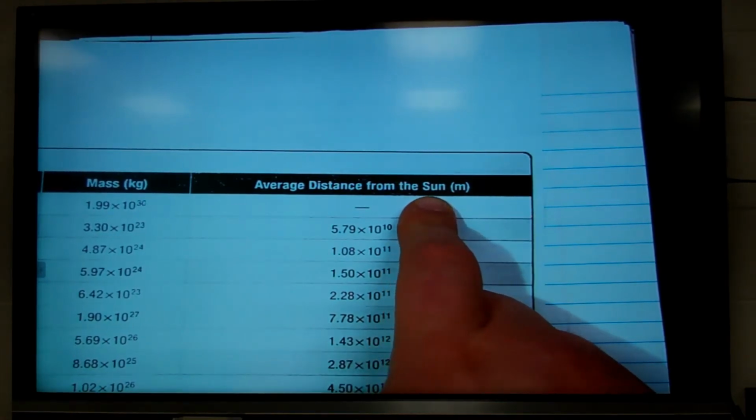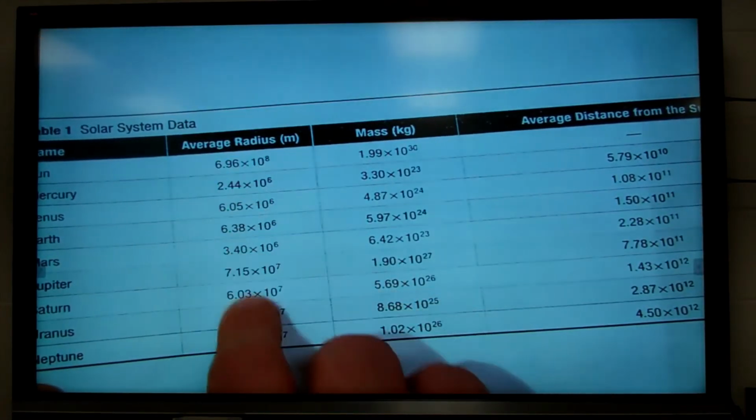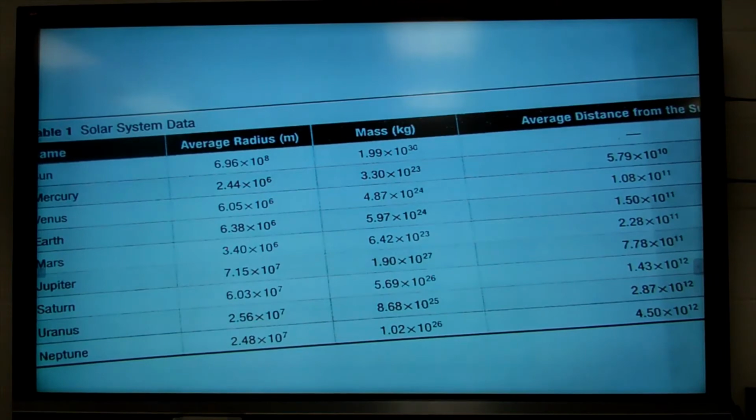Because that's the radius of the orbital path. Oh, so where it says average radius, that's how the radius... I don't know what you want me to say. It's like the radius of Jupiter.